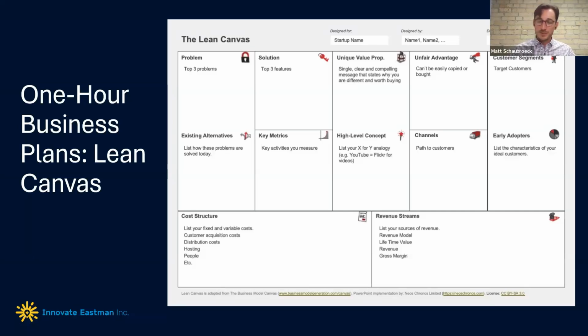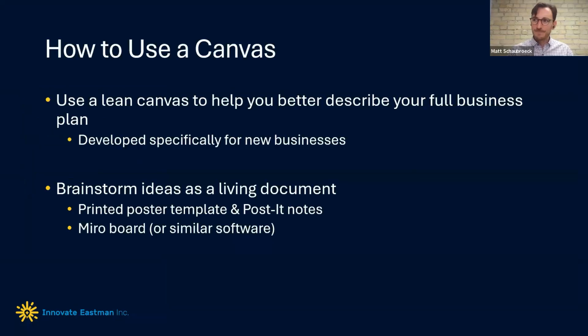So here's an example of what this looks like. If you go online and search for Lean Canvas, you can find a template that works for you. You can also just do it in Excel. It doesn't have to be formatted this way, but there are a lot of format options out there. And if you are looking for a specific template and you want to see one, feel free to reach out to me or Innovate Eastman, and I'm sure we'd be happy to get you a copy.